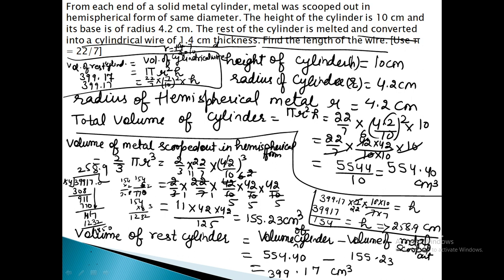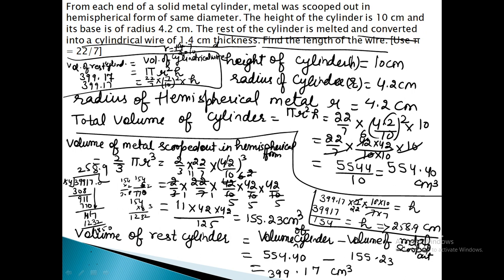So we can solve this question step by step. First we have to write the height of the cylinder and radius of the cylinder, which are given in the question. Then we write the radius of the hemispherical metal, which will be equal to the radius of the cylinder. So here we will write R is equal to 4.2 centimeter. Then first we have to apply the formula for the total volume of the cylinder, because this cylinder is converted into two parts: one part in the form of metal and the other part in the form of cylindrical wire. So first of all we have to find the total volume of the cylinder.